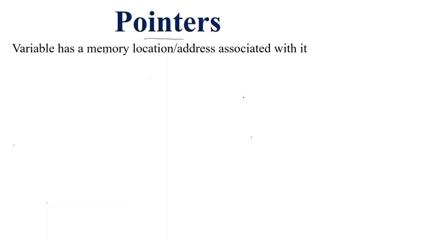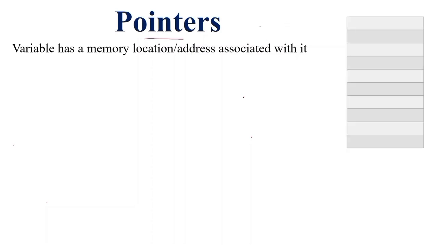In this video, we will see what pointers are. We know a variable has a memory location or address associated with it. Suppose you have a variable x, where x is equal to 25. We know that the x variable is placed somewhere in memory. Suppose x is of integer type, int x.